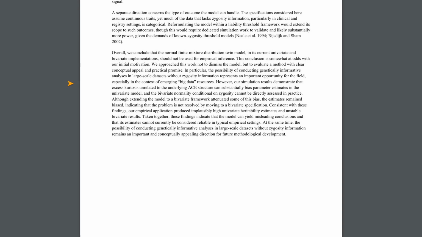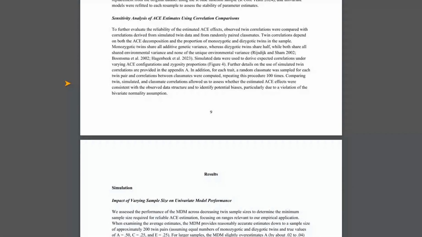So, what is my take on all this? This study is a fantastic example of rigorous scientific investigation. The researchers didn't shy away from testing a popular method under challenging conditions. They used simulations to meticulously understand the model's behavior and then applied it to real data to see how it held up. Their honest conclusion that the current model is too prone to bias for reliable real-world use is actually incredibly valuable. It prevents other researchers from potentially drawing flawed conclusions.